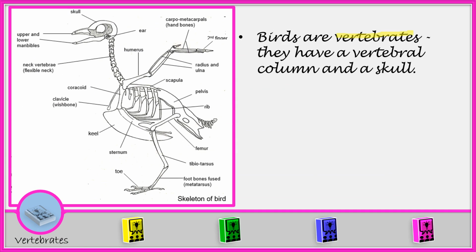Birds are vertebrates. They have a vertebral column and a skull. So we are looking at the bird and we are saying they are vertebrates. What makes them vertebrates is that they have a vertebral column. That one is what we call a vertebral column. And they have also got a skull. That's why we refer to them as vertebrates.